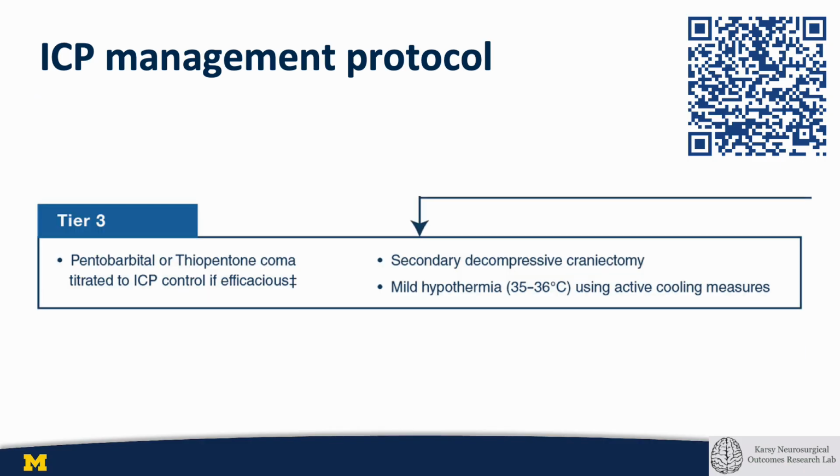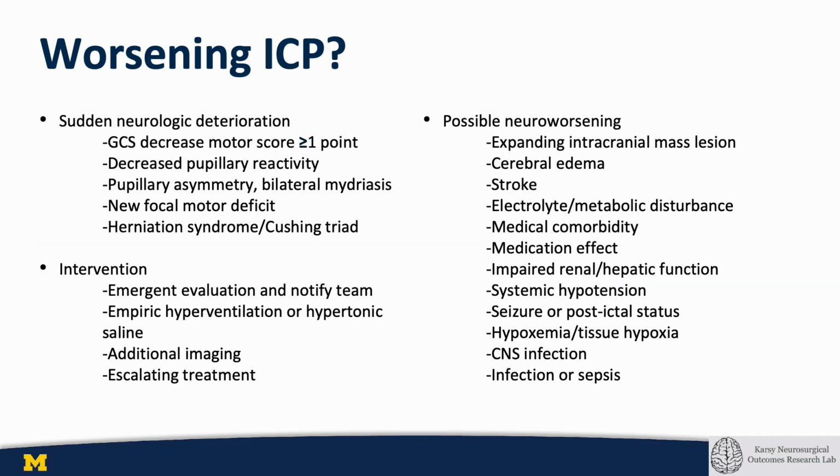The last step in the management involves a pentobarbital or propofol coma. Mild hypothermia is considered. We do not really use significant hypothermia, much more in the traumatic brain injury population, due to its adverse outcomes. And secondary decompressive hemicraniectomy is very much considered as an option for patients who are refractory to ICP management.